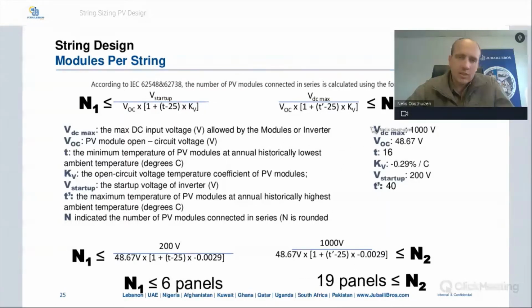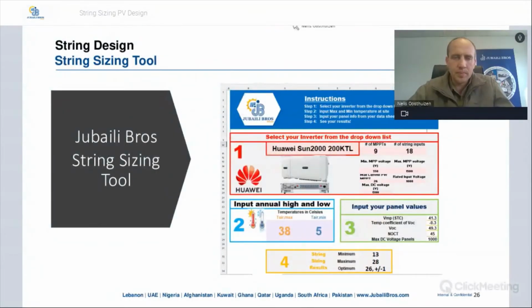So this is a mathematical calculation. You do get some Excel spreadsheets that can do this calculation for you, or if you're using computer-aided simulation software like Helioscope or PVSyst, it would do this calculation automatically for you. But if you do not use computer-aided designs and you do your design by yourself, you would be doing this calculation by hand, and then you would get your minimum and maximum modules.